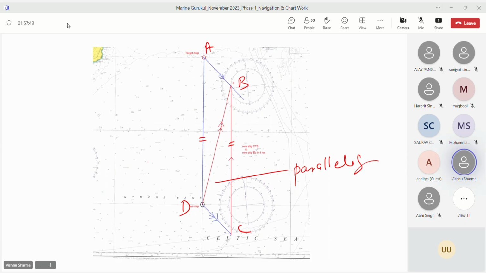Yes or no, beta? Yes, sir. And therefore, this course and this course are the same. DA distance and CB distance are also the same. So whether you want to make this triangle or not, it doesn't make a difference.